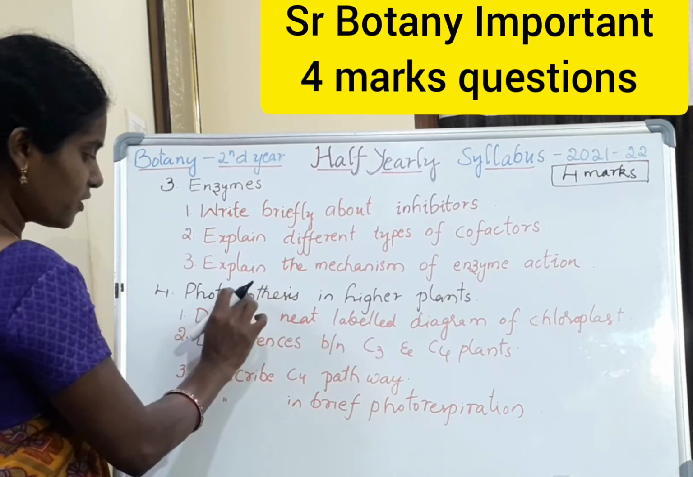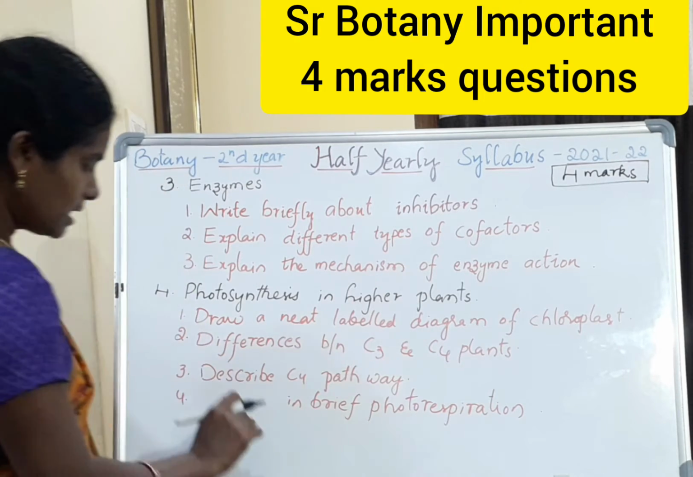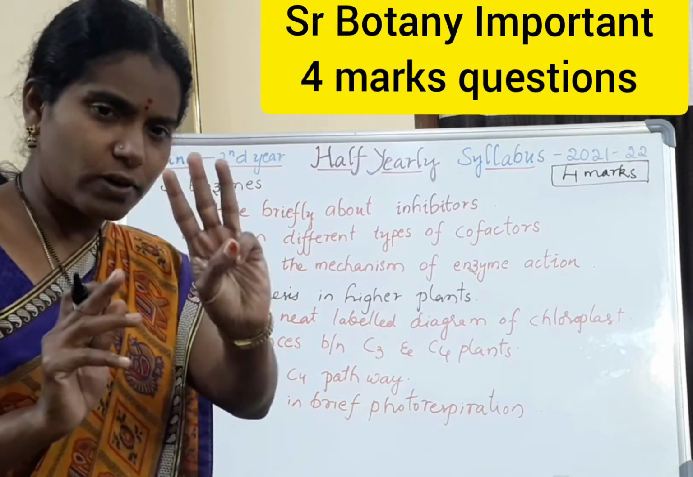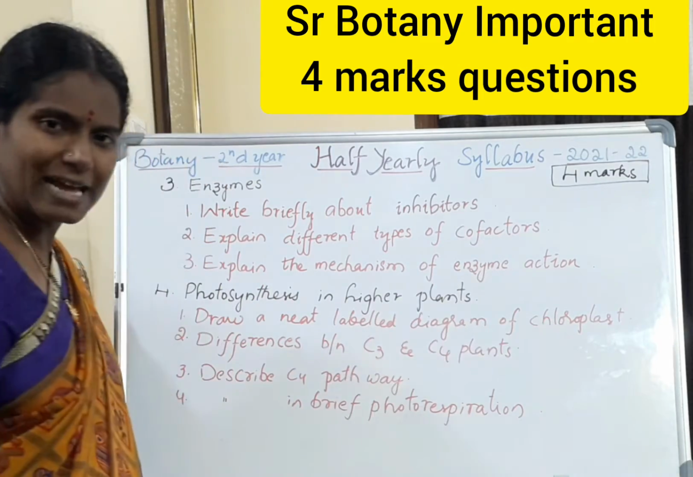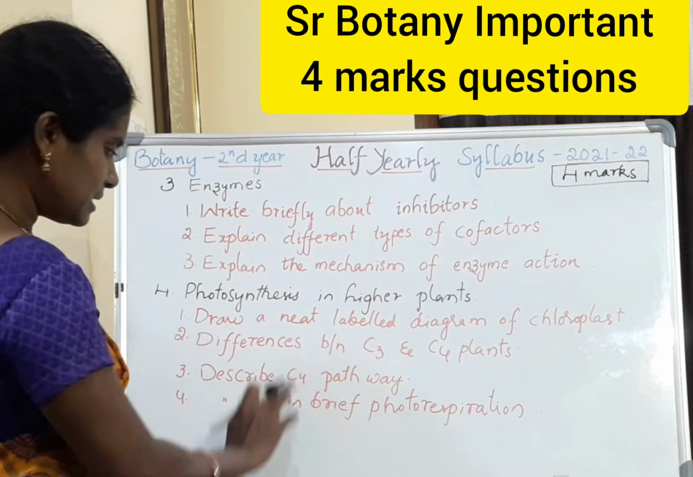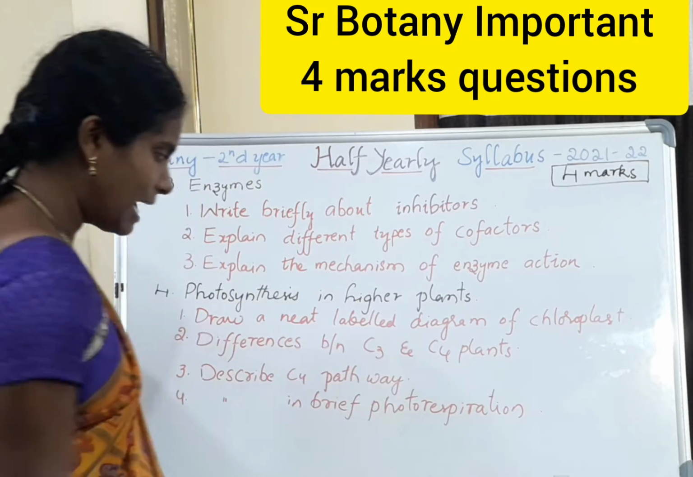So the next chapter is photosynthesis in higher plants. Here only 4 short answers. What are they? Draw a neat labelled diagram of chloroplast. You should draw the diagram of chloroplast, and differences between C3 and C4 plants.